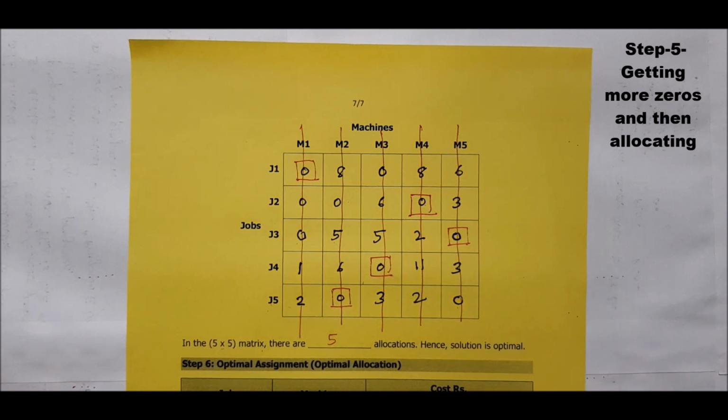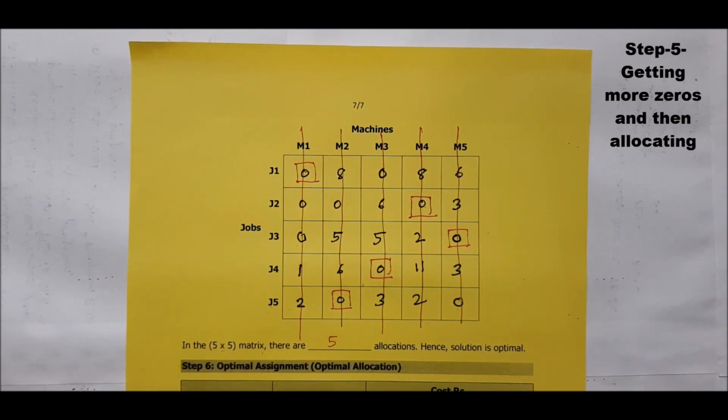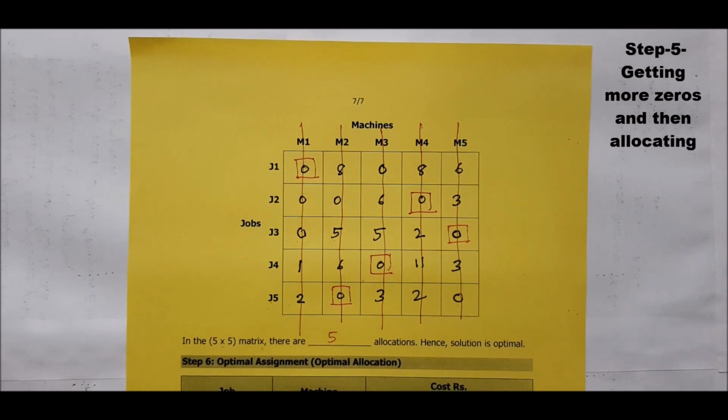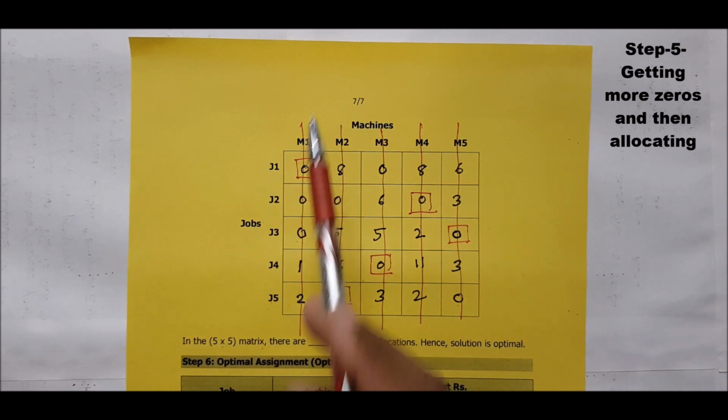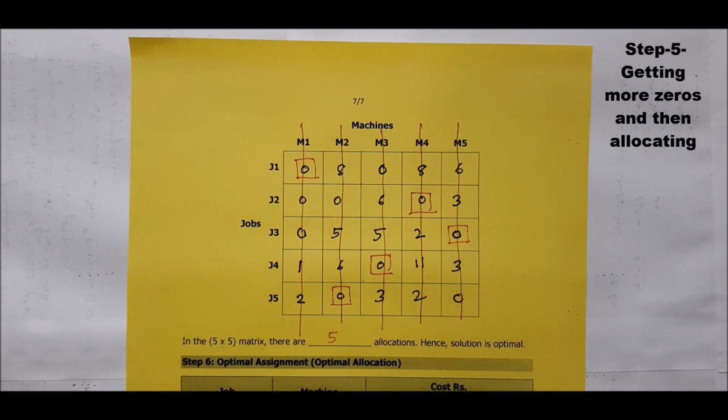So this is what is step 5. Step 5 is a step where you keep on repeating, getting more zeros and allocating, getting more zeros and allocating, until the number of allocations is equal to the number of rows or number of columns. That is because the number of rows and columns are equal, or each and every job is allocated to one of the machines. That is how you are supposed to check.